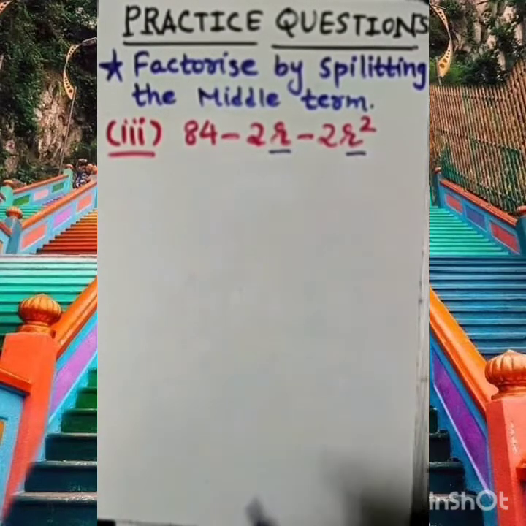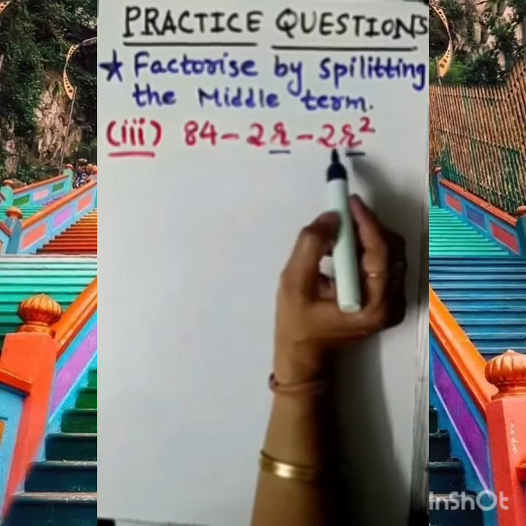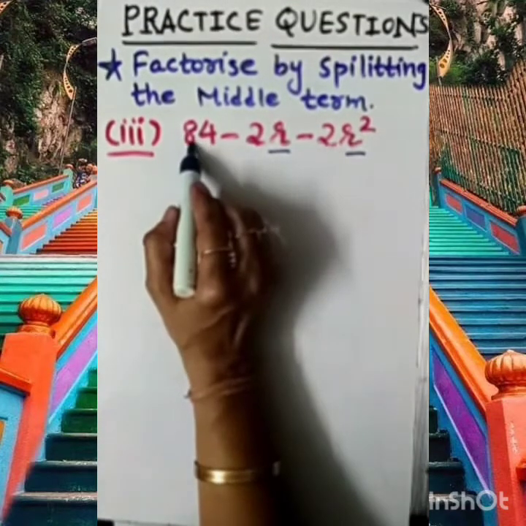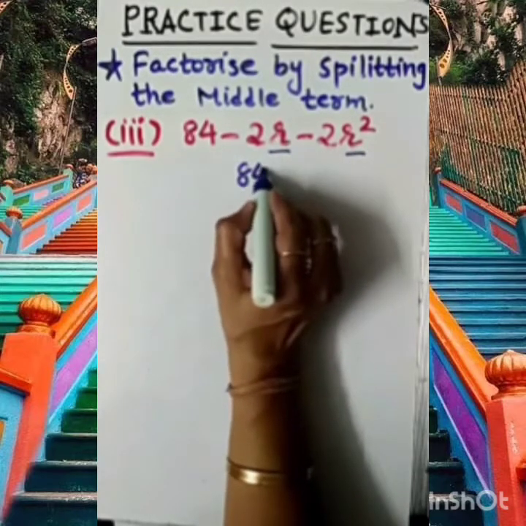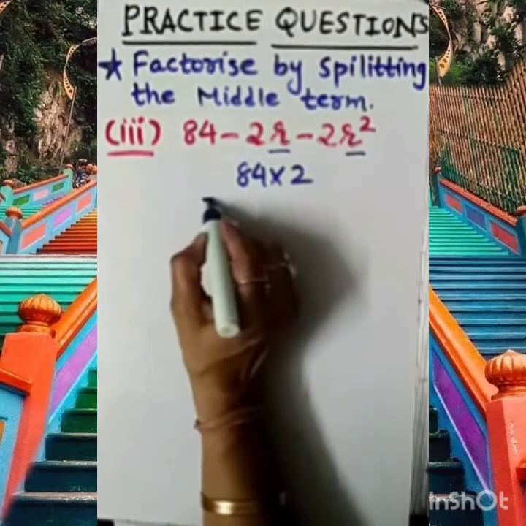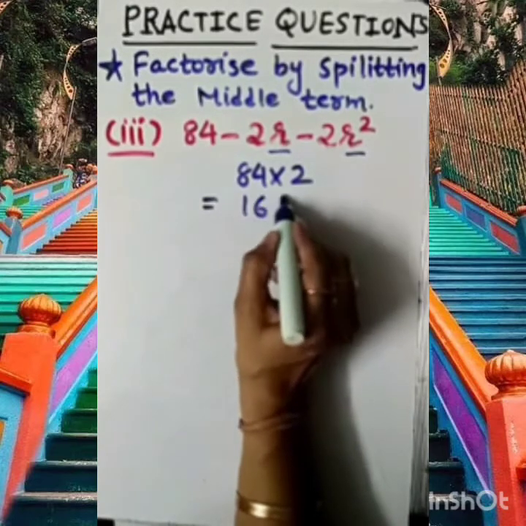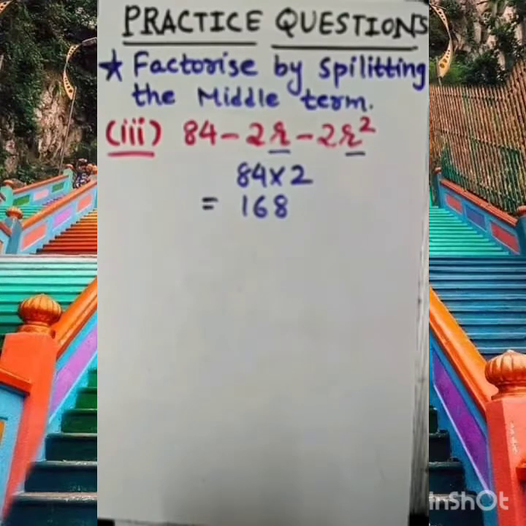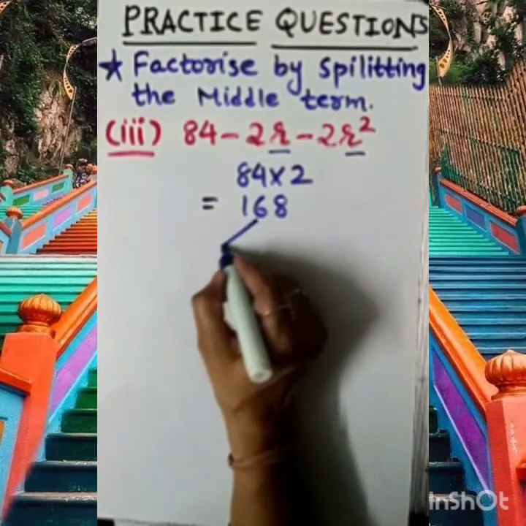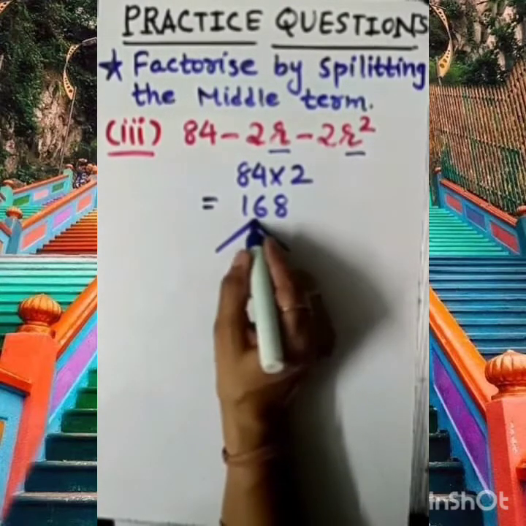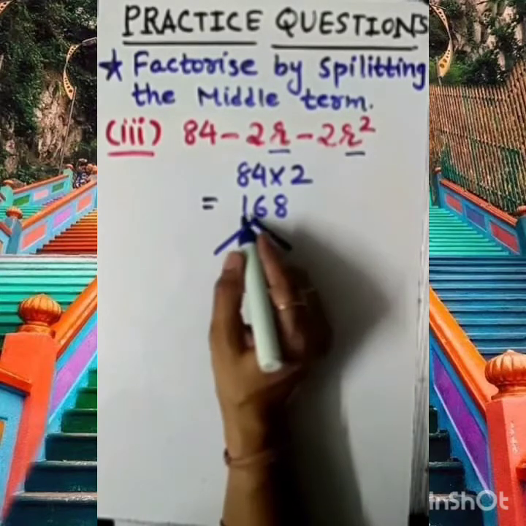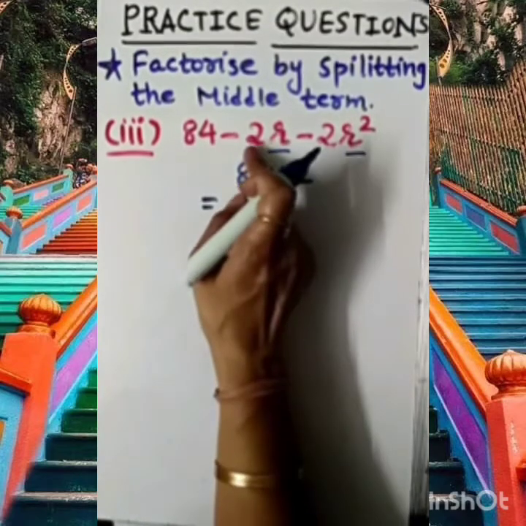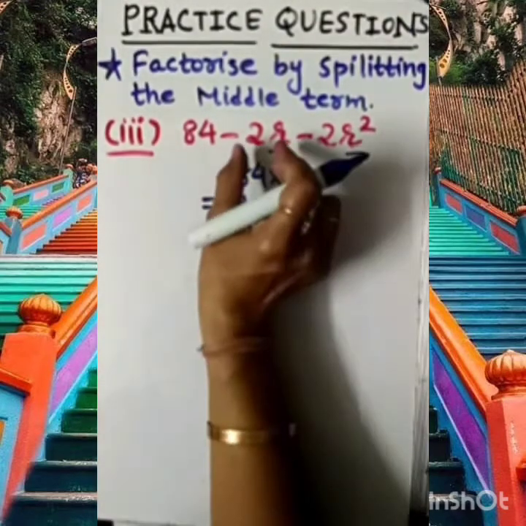Okay, in that, whatever the coefficient of r square, that is 2, it will be multiplied with the constant term 84. So what will be 84 into 2? Of course, it will be 168. The product of 84 with 2 gives the result 168. Now, it's a little bit tricky work we have to do here. We need to find the factors of 168 such that their difference should be 2. Fine.